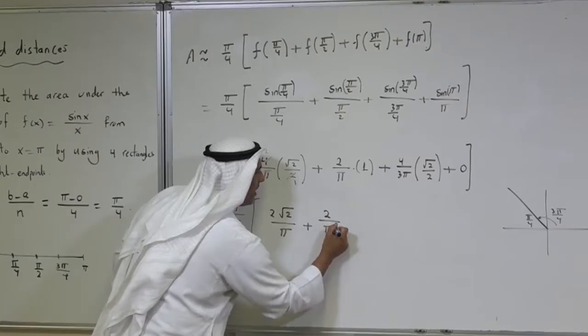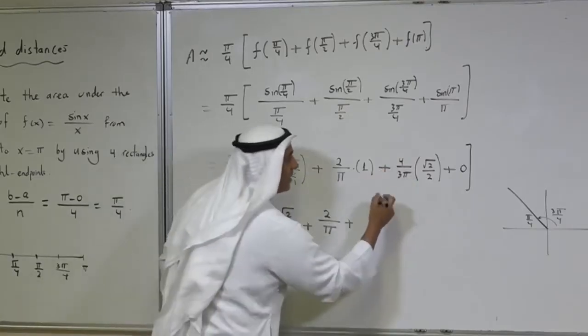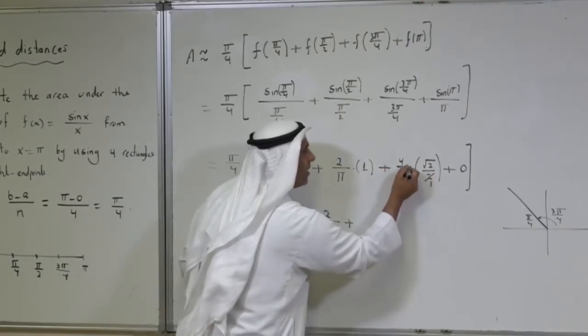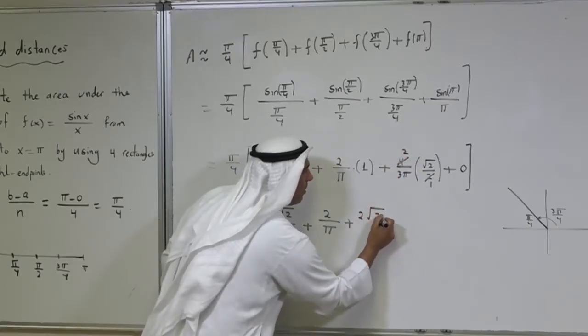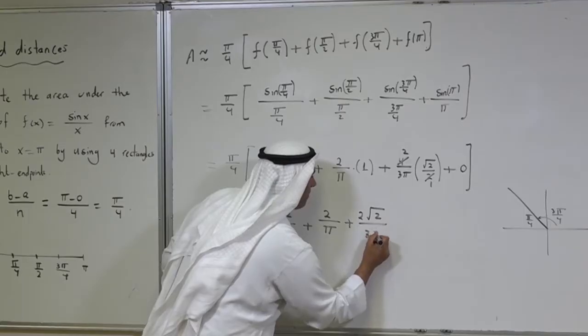So it is 2 over pi plus. The next one is, again, if we divide by 2, this will be 1. Dividing by 2, this will be 2. So it is 2 radical 2 over 3 pi.